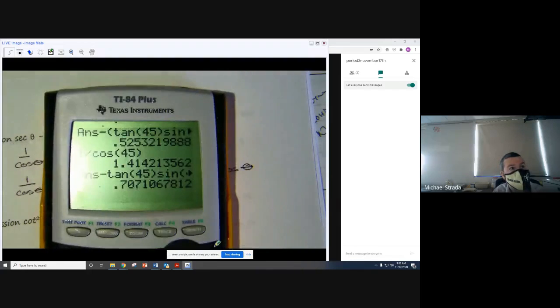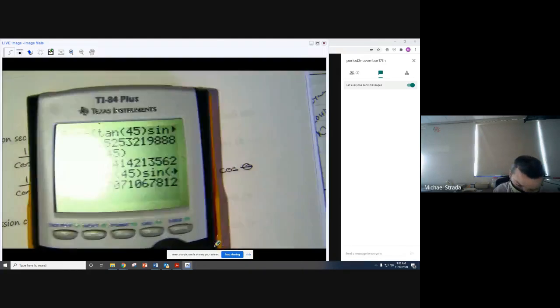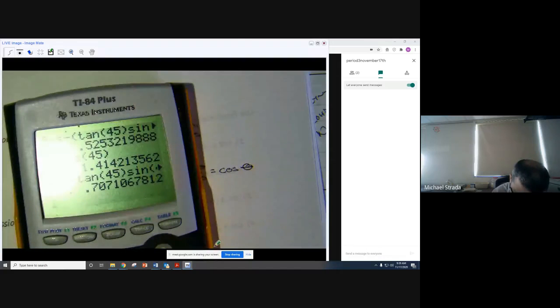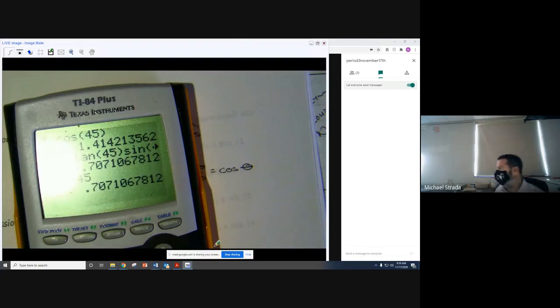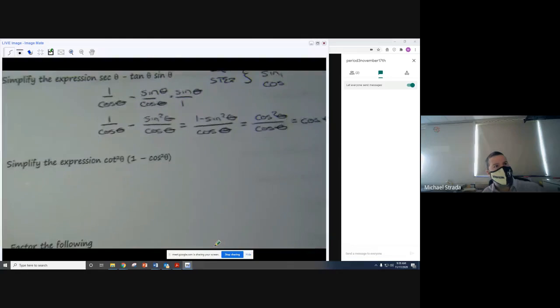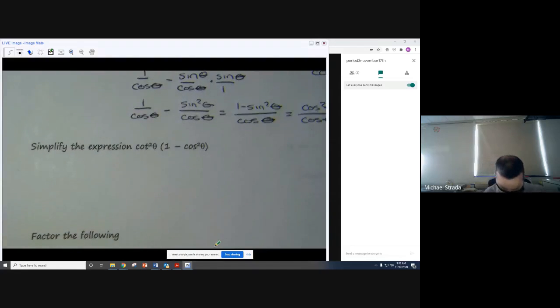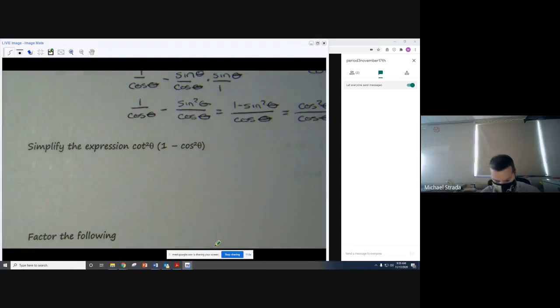You get that, the 0.7071. And then you go, okay, cosine of 45. And you get the same. So they should come out to be exactly the same. All right? Now, simplify the expression, cotangent squared over 1 minus cosine squared.